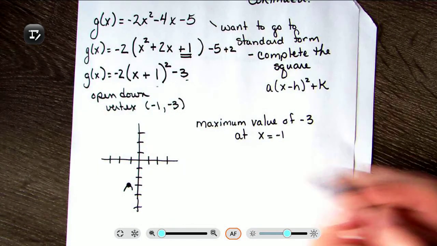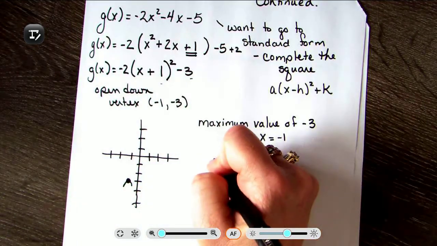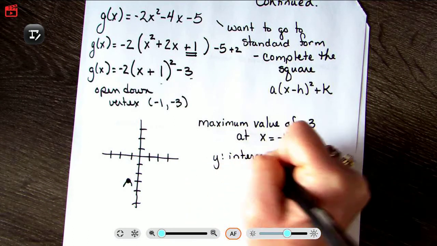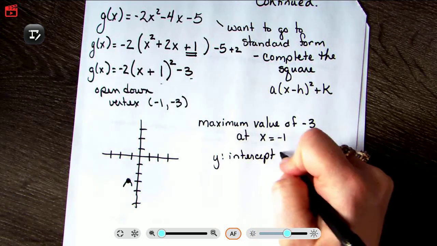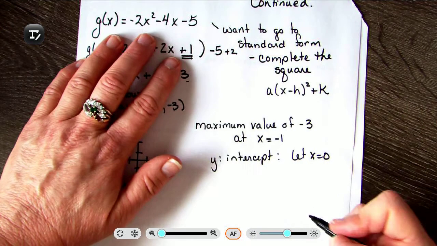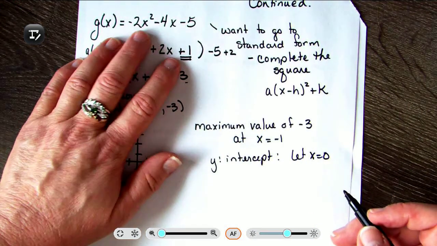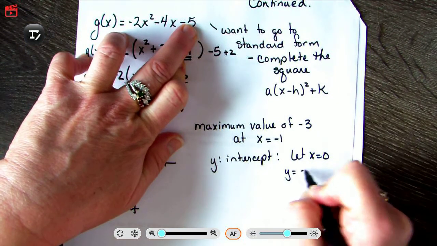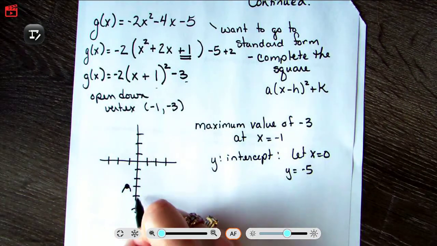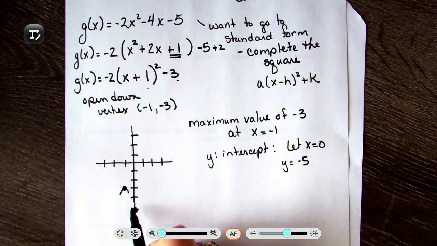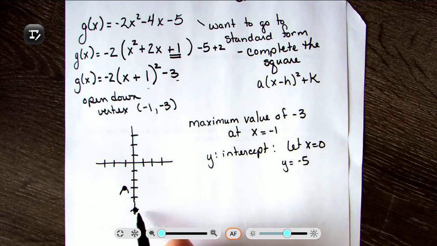Okay, to help me continue this graph, we might want to find our x and y intercepts. So we'll do the y-intercept first. And to do that again, we let x equal 0. So going back into this original equation, letting x equal 0, we get -5. So we are at (0, -5). Since it is symmetric, I'm going to put in another point right away. I should have done that in my first video, but because it is nice and symmetric.